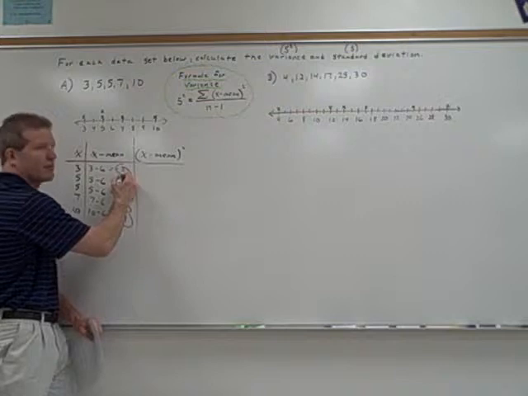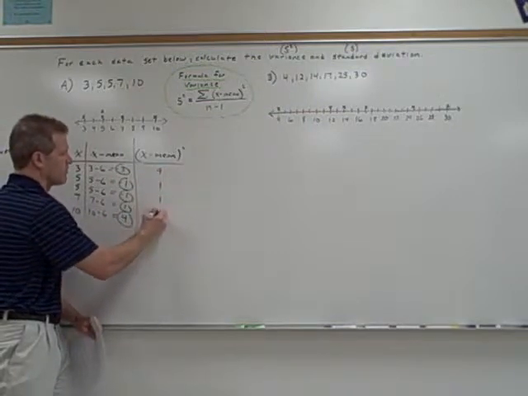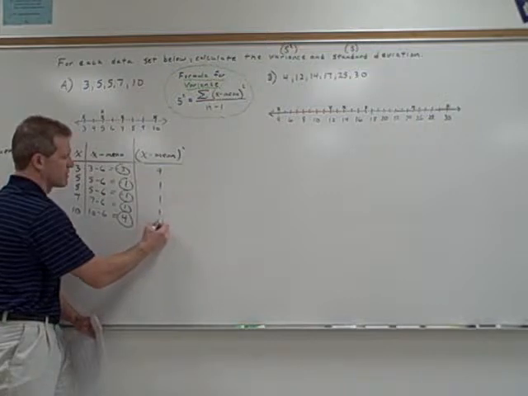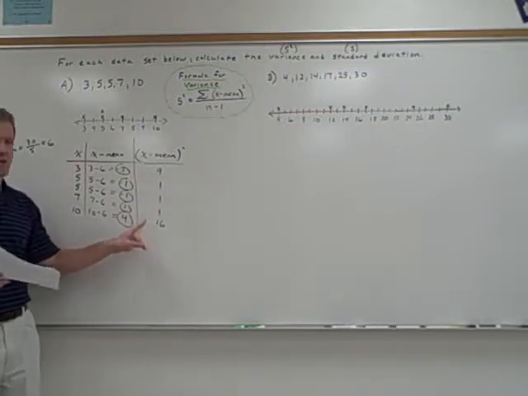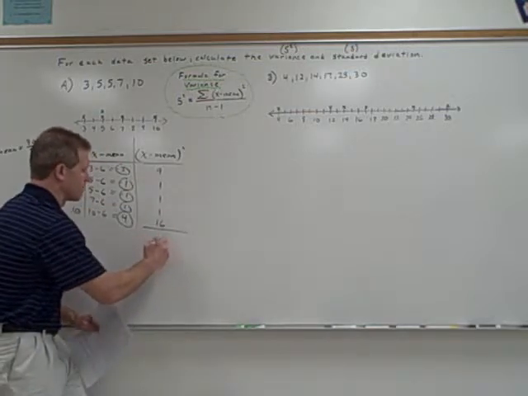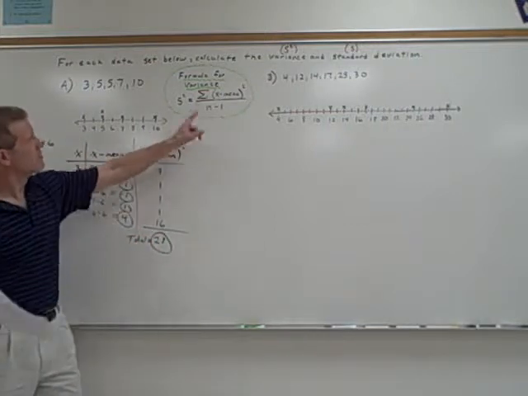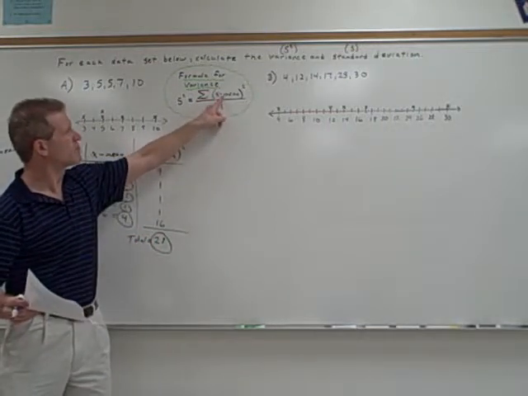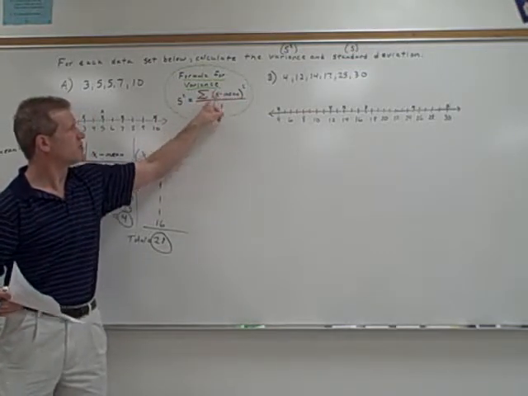Negative 3 squared. Negative 3 times negative 3 is positive 9. Negative 1 times negative 1 is 1, 1, 1, and 4 times 4 is 16. These numbers should always be positive, because when you're squaring numbers, you always get a positive. Add those together, that comes up to 28. So this total, when you subtract X minus the mean and square them all, means add them all together, you get 28.